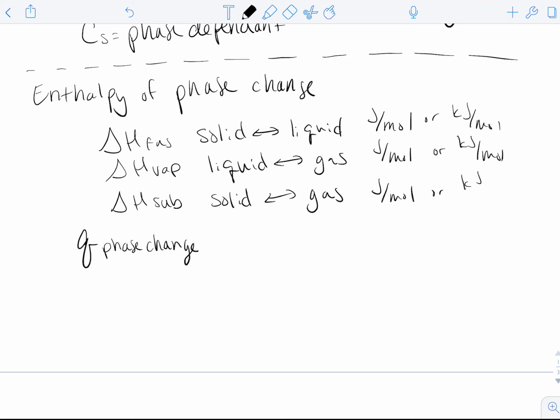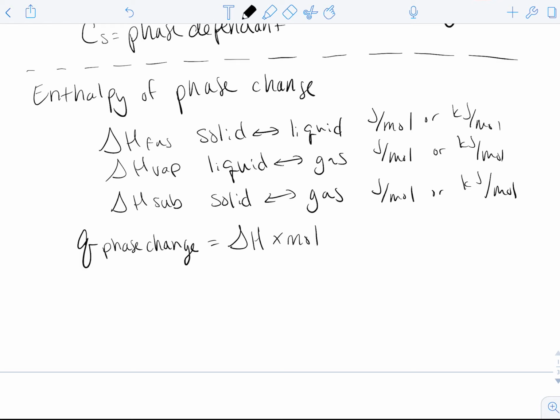Okay, so these are going to be in moles instead of grams, unlike our specific heat. So keep that in mind. So all we're going to do is take our delta H of whatever phase change it happens to be and multiply by the moles of that substance.